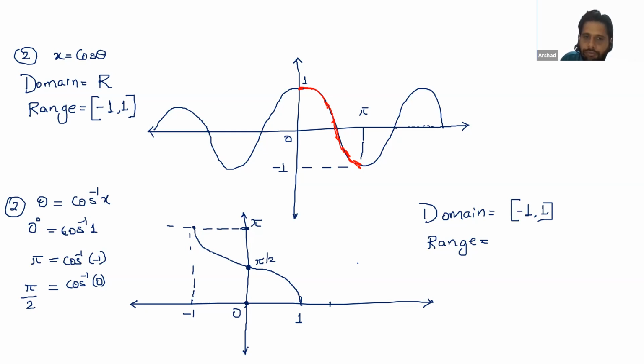Rifat, good, Zed. Anyone else can tell me what is the range of this function?